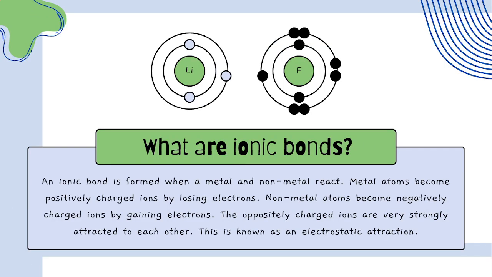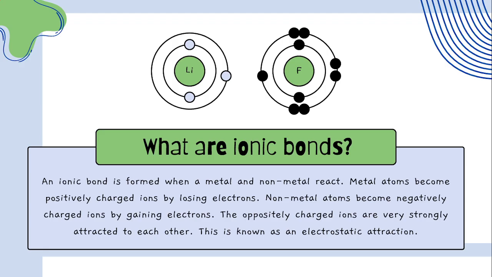Now, what are ionic bonds? An ionic bond is formed when a metal and a non-metal react. It forms as a result of the reaction between metals and non-metals, when metals combine to form a chemical compound with a non-metal. The metal atoms become positively charged ions by losing electrons, and non-metal atoms become negatively charged ions by gaining electrons. So there's loss of electrons, and there's gaining of electrons.